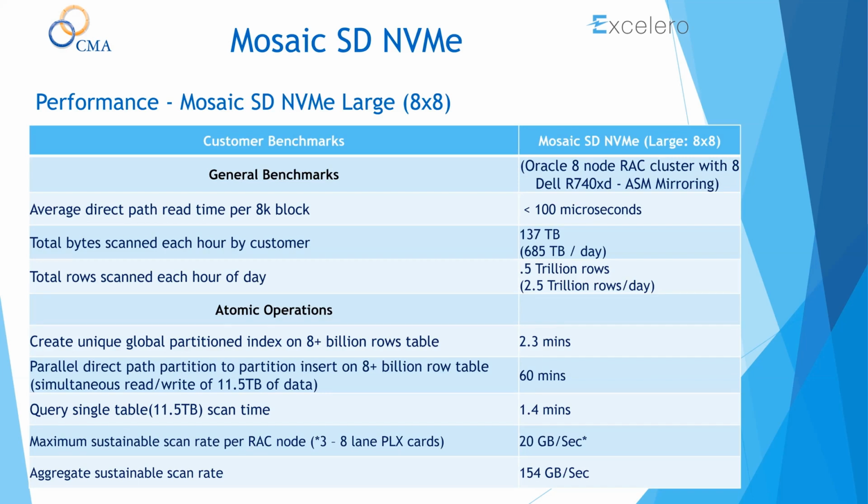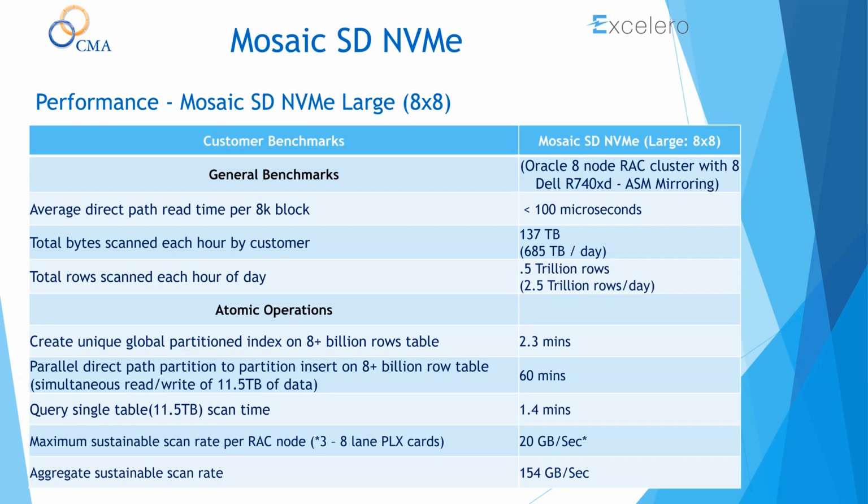It's an end-to-end issue. So we're seeing direct path read time for an 8K block of under 100 microseconds that the customer is seeing now. This customer scans up to 685 terabytes per day. Each hour, they're scanning for this one analytic database on this platform, 137 terabytes. Scanning trillions of rows per day, 2.5 trillion rows per day they're actually scanning. So massive amount of use on this customer right now.